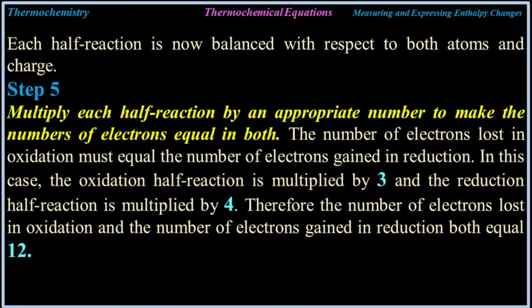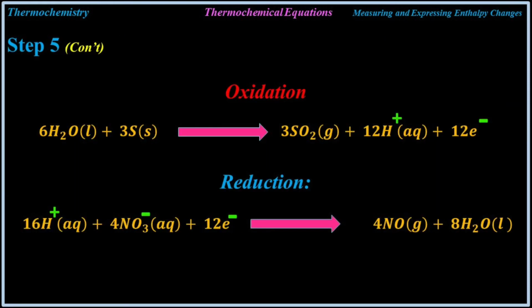In this case, the oxidation half reaction is multiplied by 3, and the reduction half reaction is multiplied by 4. Therefore, the number of electrons lost in oxidation and the number of electrons gained in reduction both equal 12. 12 is the number. So, step 5 continued. Here is the total and final oxidation reaction, balanced, and the reduction, balanced.